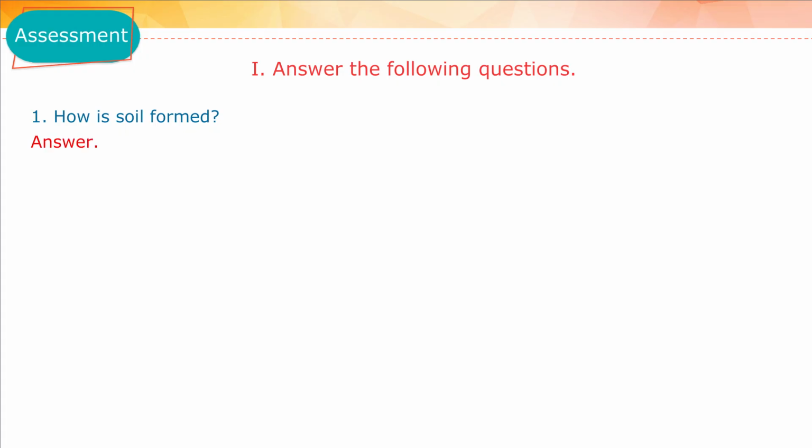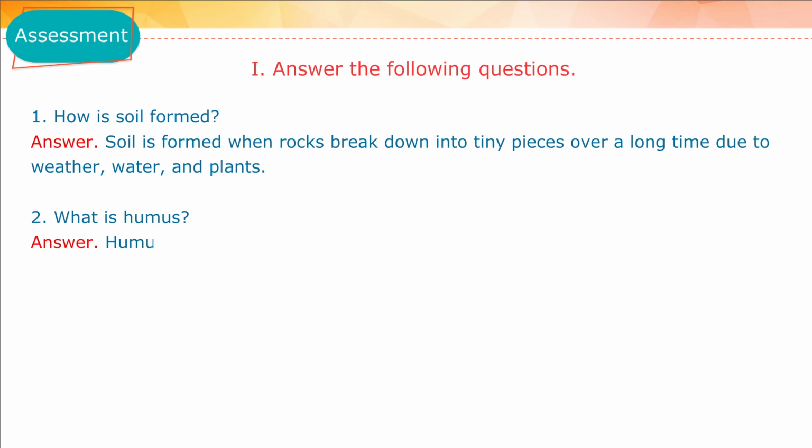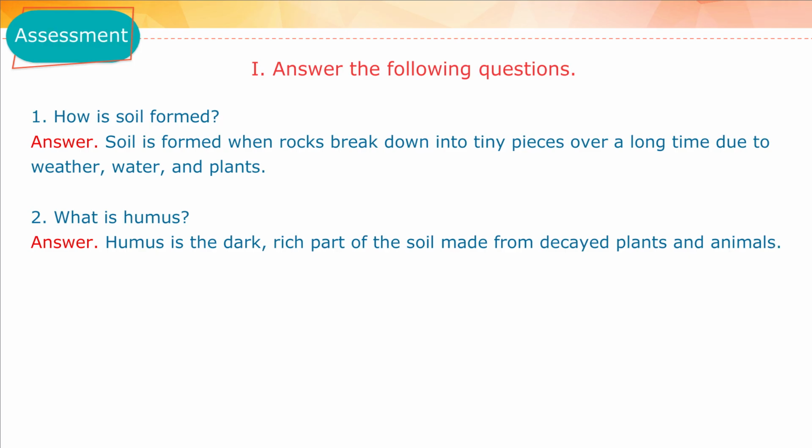Assessment. 1. Answer the following questions. 1. How is soil formed? Answer. Soil is formed when rocks break down into tiny pieces over a long time due to weather, water, and plants. 2. What is humus? Answer. Humus is the dark, rich part of the soil made from decayed plants and animals.